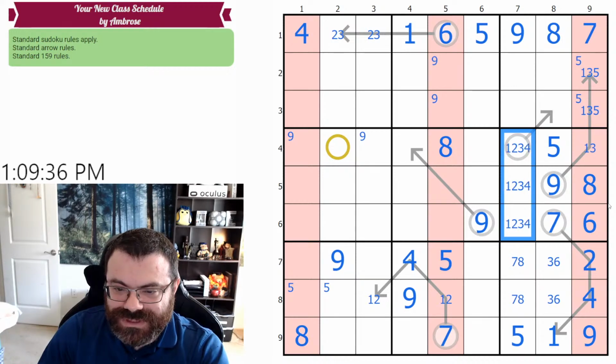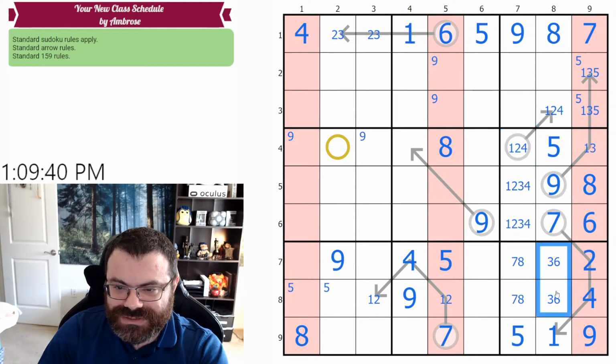1, 2, 3, 4 is left in this box. This is also 1, 2, 3, 4. So it can't be a 3 because it sees a 3, 6. Can't be a 1, it sees a 1.